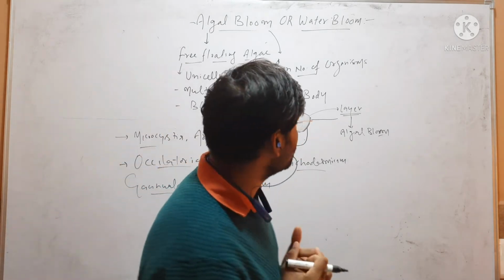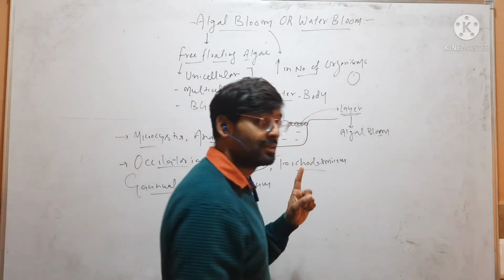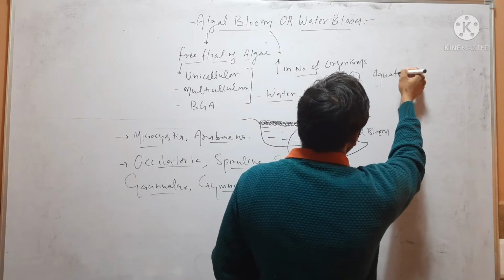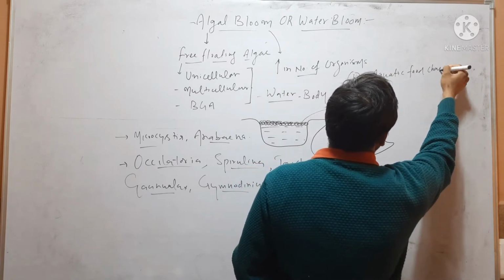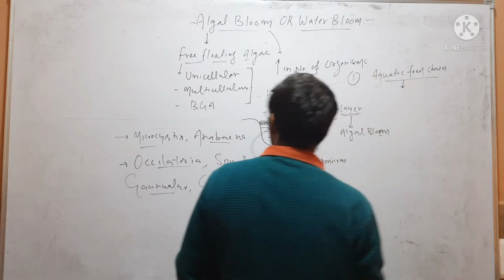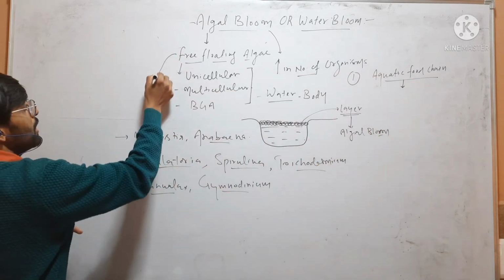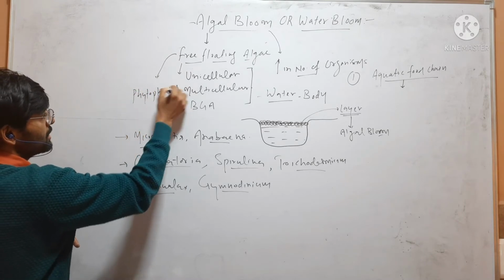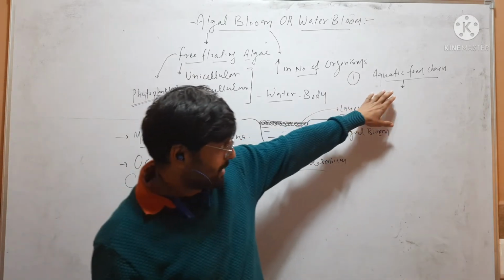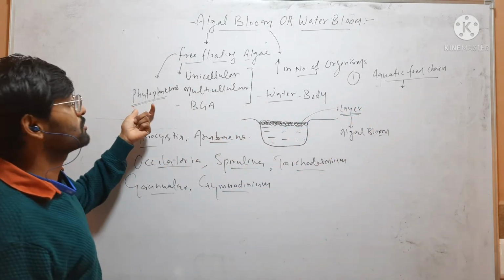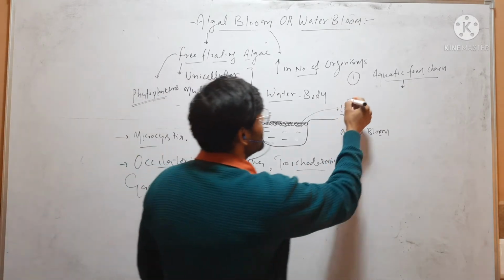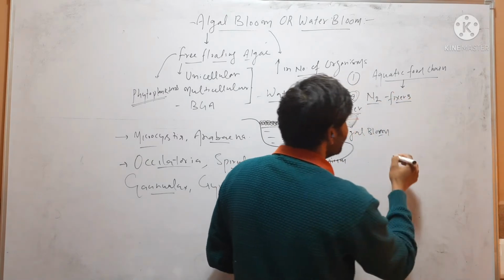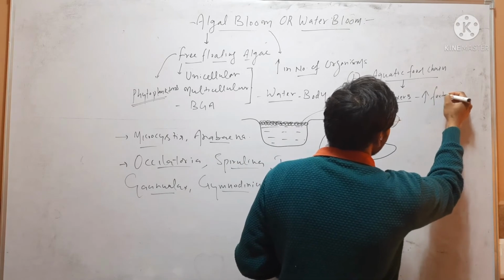So what are the advantages of algal bloom? First, they form the major part of the aquatic food chain, because the free floating algae are called phytoplanktons. These phytoplanktons form the major part of the aquatic food chain because they are producers of the aquatic food chain. And the second is some algae are nitrogen fixers, so they will enhance fertility.